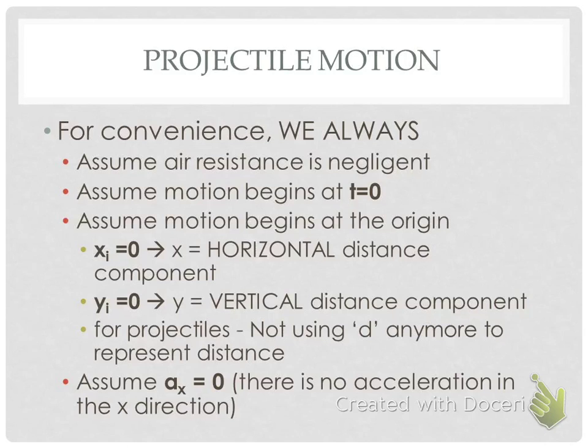The last assumption that we make, and that's going to play a role in our horizontal equations, is that the acceleration in the x direction is 0. We talked about how things don't randomly speed up or slow down in the x direction. That means there's no change in velocity, which means there is no acceleration. Gravity's not having any effect on the horizontal motion. So acceleration in the x direction is equal to 0. That's going to change our kinematics equations quite a bit.